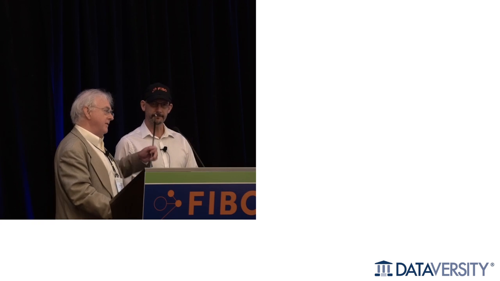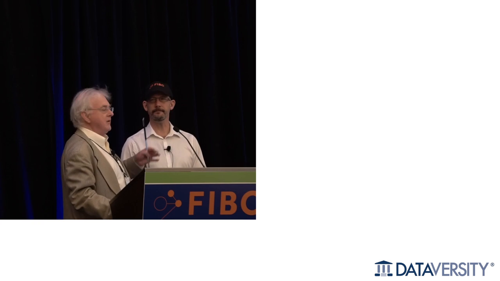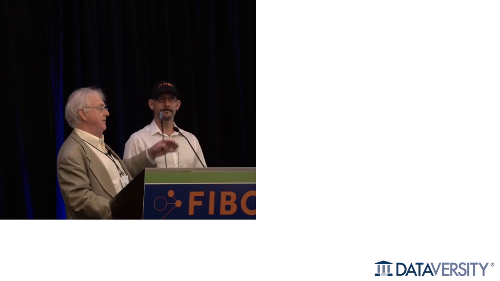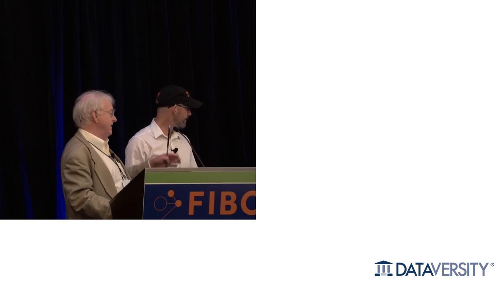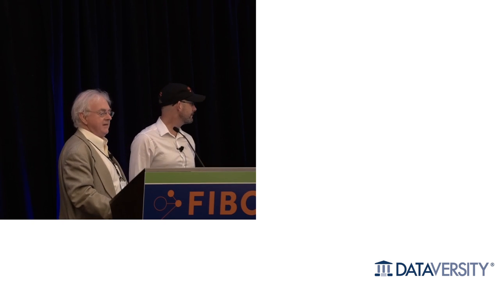SHACL is saying if you're going to have this property of this value, you're going to have this other property. So it's defining the payload that's going on between things. That's one of its use cases.